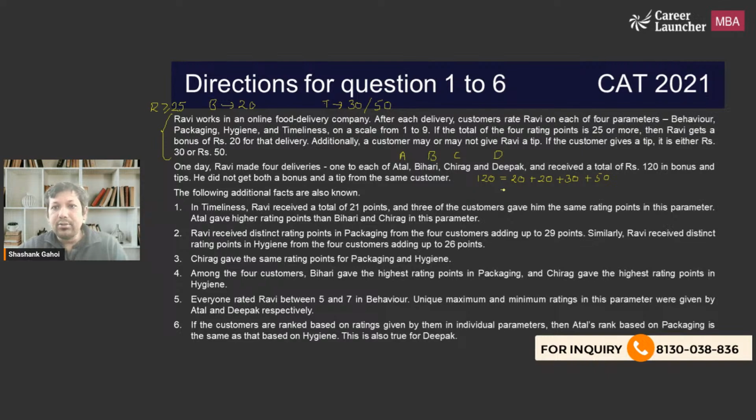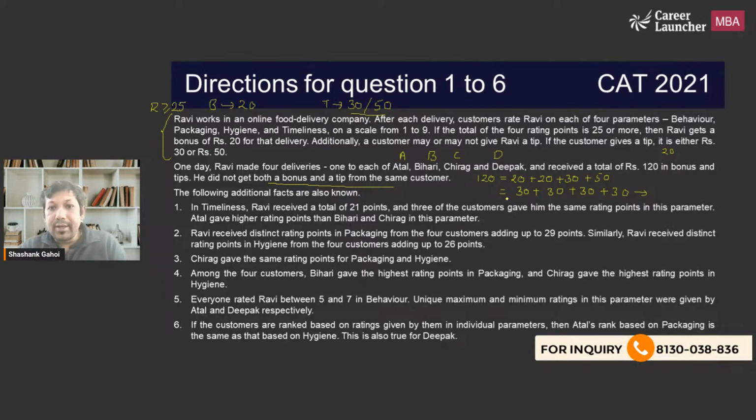Now what else can he get? He can get 20, 20, 20, and 50, but that is not possible because the sum is not going to be 120. He can also get 30 plus 30 plus 30 plus 30, 30 from all four customers. In that case, he is not receiving a bonus. This line says he does not get a bonus and a tip from the same customer. So if he gets a bonus of 20 rupees from a customer, the 30 and 50 are gone for that customer.